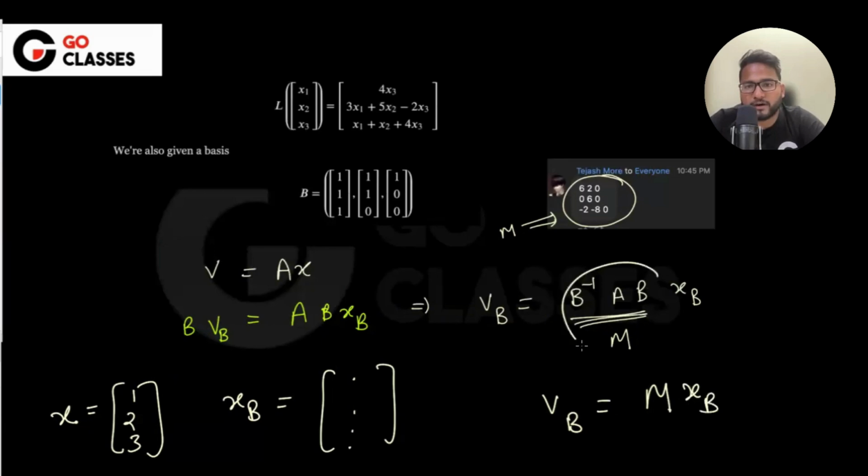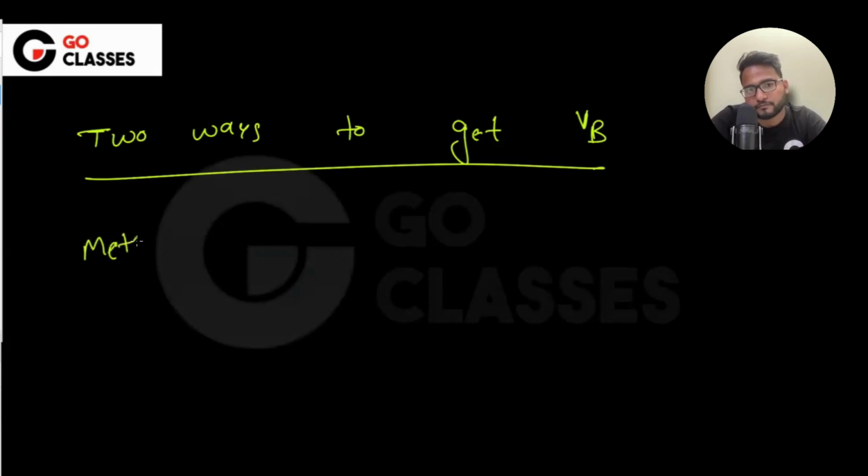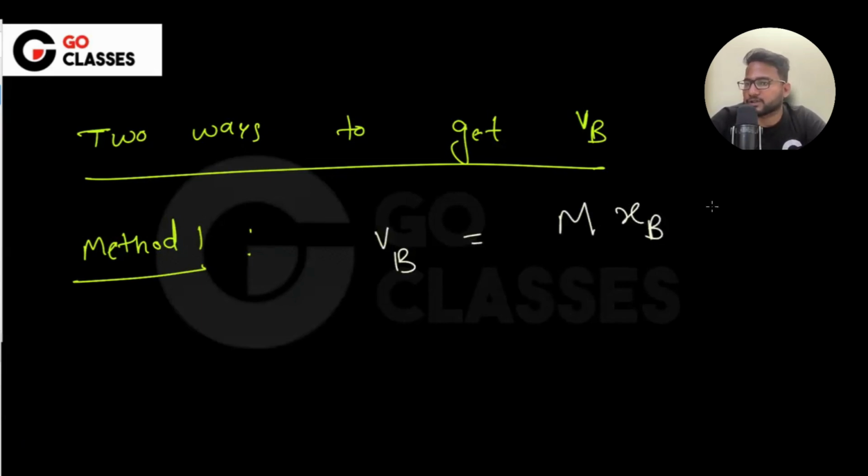M is taking x of B, right? I mean, that's how M is defined. It takes x of B, right? So this is the equation. So what you can do, you can take this x, do the transformation. Let me just tell you, there are two ways to get V of B, right? What is method one? If you have got M, you can directly do it like this, right? Okay, this is one way.